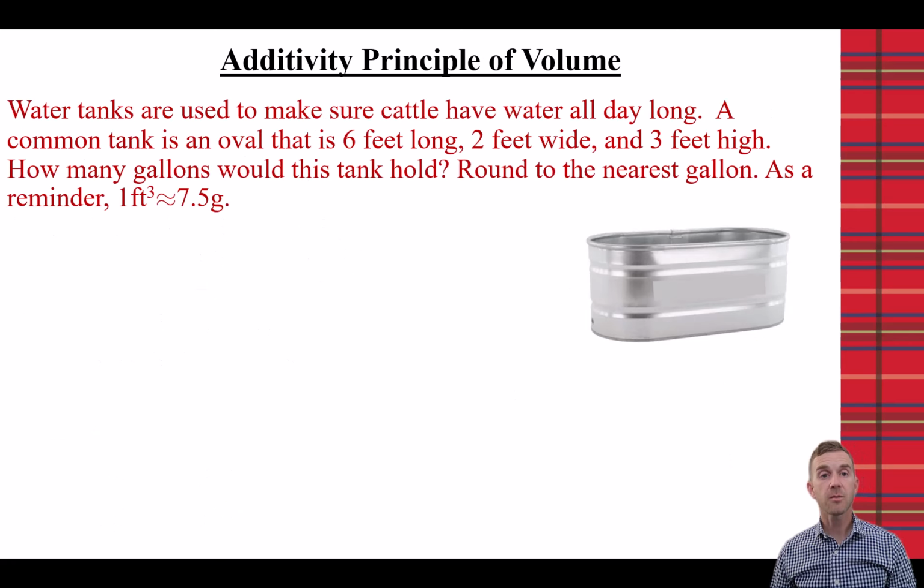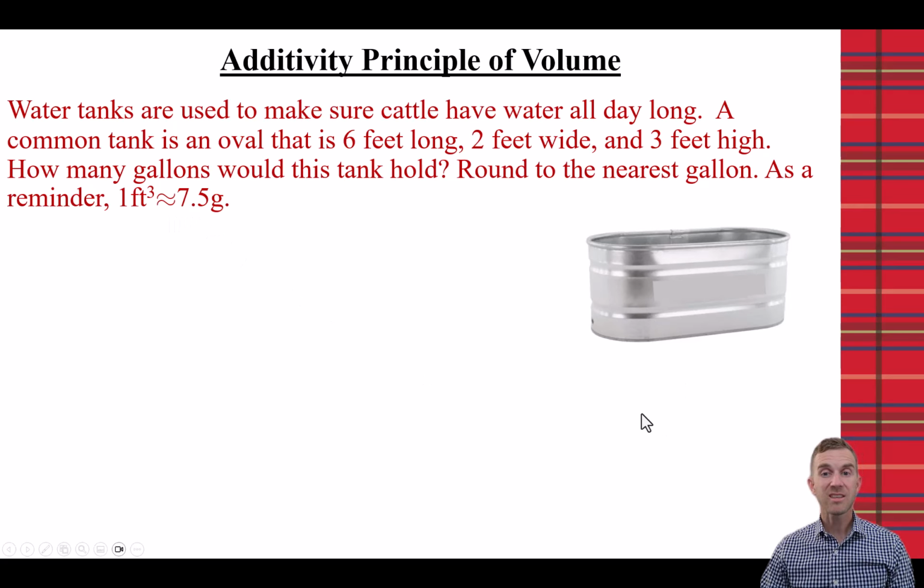Now we've looked at the volume of solids that have formulas. We can also deal with solids that don't have formulas using our principles. For example, here we have a water tank that's used to help make sure cattle have water. And they're often about 6 feet long, about 3 feet tall, and about 2 feet wide. And we want to know, how much water will this actually hold for the day to the nearest gallon? And we'll use the conversion that a cubic foot is about 7.5 gallons.